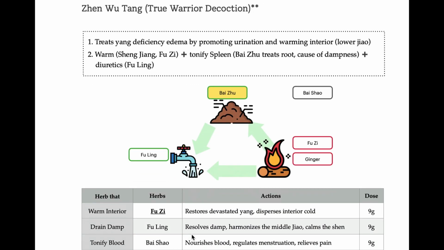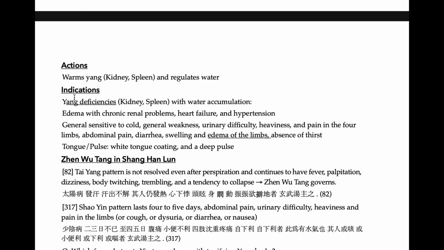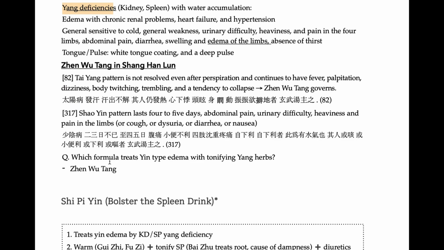Zhenwutang. Zhenwutang is for severe yang deficiency. I told you Zhenwu is a mythological creature, not true warrior. This is a mythological creature taking care of the north side. So it is a very cold condition. It treats extreme cold yang deficiency. This is Zhenwutang. Extreme yang deficiency with fuzi. Remember that. Which formula treats yin type of edema with a tonifying yang herb? That is Zhenwutang. Yin type of edema with the yang tonifier because it is very extreme yin. Zhenwu literally means extreme yin, north, water, pitch black water, deep water.